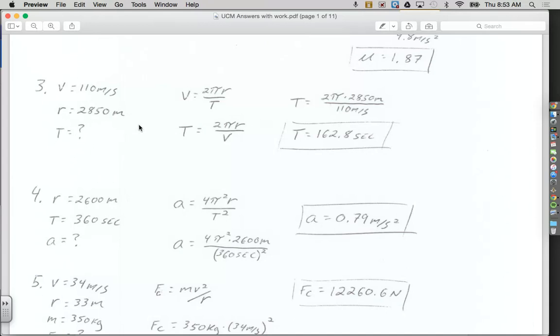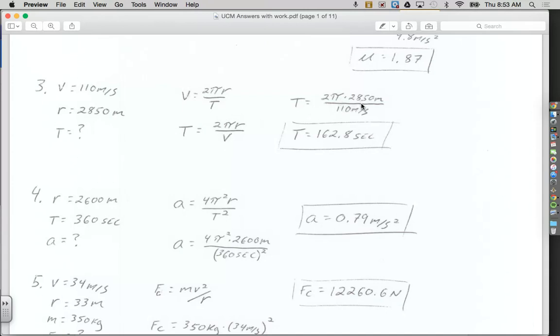I look to my equation sheet and say, what equations do I have to work with? And I have v equals 2 pi r over time, the speed equation for this, because it's got v, which I have, r, which I have, and it's got time, which I want. So I'm going to rearrange this equation a little bit to solve for time. I multiply time up to the left, and divide velocity back over to the right, which is why velocity is now in the denominator here. And I can plug in my numbers.